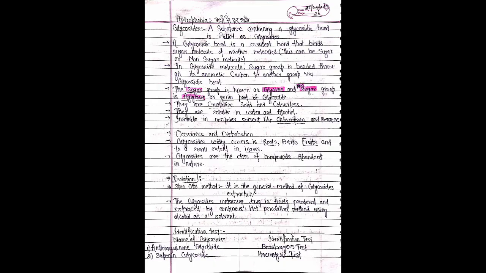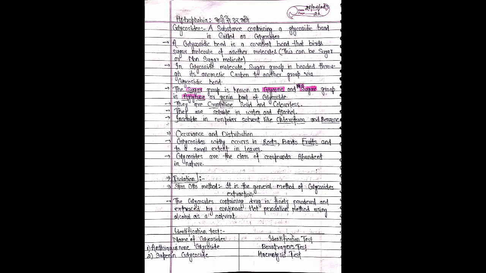This can be sugar or non-sugar molecule. In glycoside molecule, sugar group is bonded through its anomeric carbon to another group via glycosidic bond. The sugar group is known as glycone, and non-sugar group is aglycone, or genin part of glycoside. They are crystalline solid and colorless. They are soluble in water and alcohol, insoluble in non-polar solvent like chloroform and benzene.